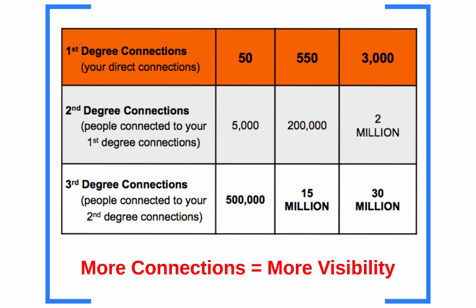For search purposes, it is obviously much better to have 15 or 30 million people in your network instead of only 500,000. The real power of LinkedIn is not in who you know in your first level, but in whom they know.